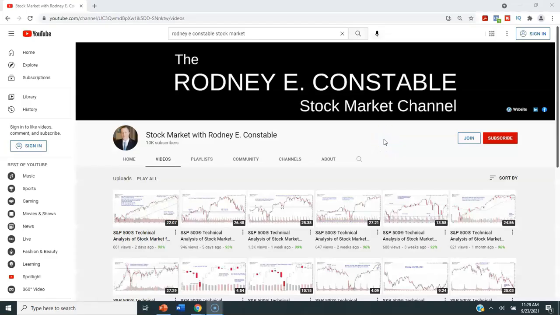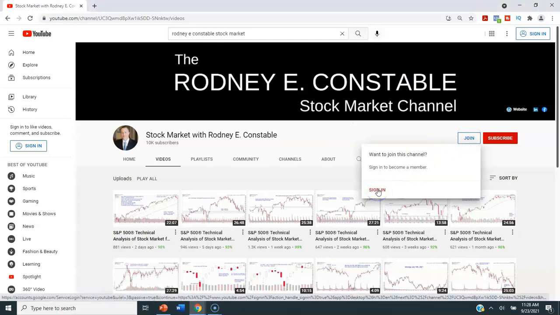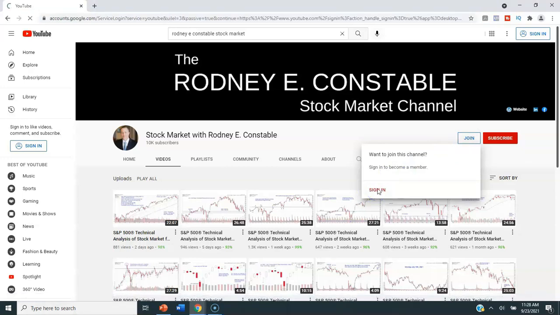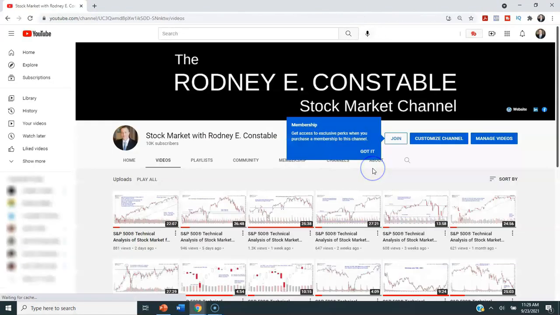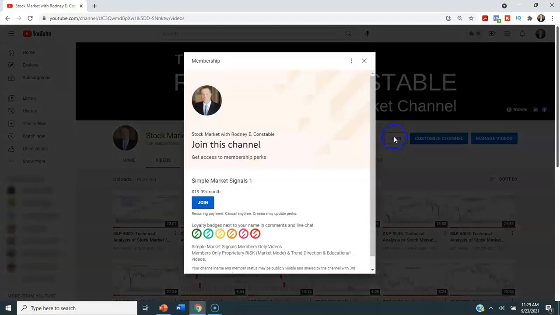And to become a member of the channel and get access to the Simple Market Signals information, you will need to go to the Rodney E. Constable Stock Market channel. So depending on how you found the video, you may or may not be there, but you need to make sure that you go to the Rodney E. Constable Stock Market channel, and then you're going to click on this join button. Now, if you're not signed into YouTube, you will need to sign into YouTube, okay? So you'll need to sign in. All right, and then once you're signed in, then you'll see this box pop up, right? Get access to exclusive perks when you become a member. So you click on the join button and you will see the information here, what you're going to get with your membership.